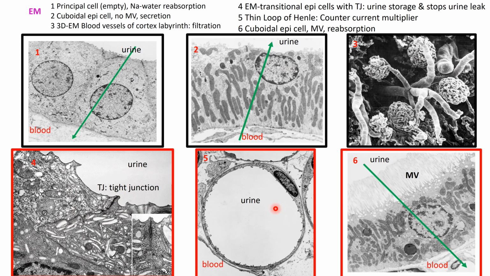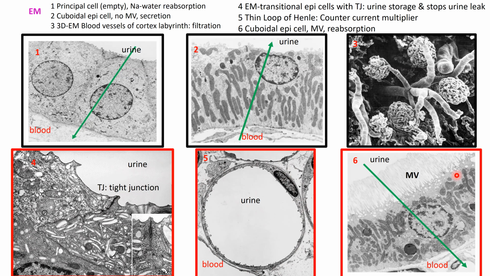Okay, image number 5 is going to show you a flat nucleus of a simple squamous epithelium. There is probably more than 1, maybe 2 simple squamous epithelial cells, but the knife missed the other nucleus. If there is urine inside, then this is a thin loop of Henle.